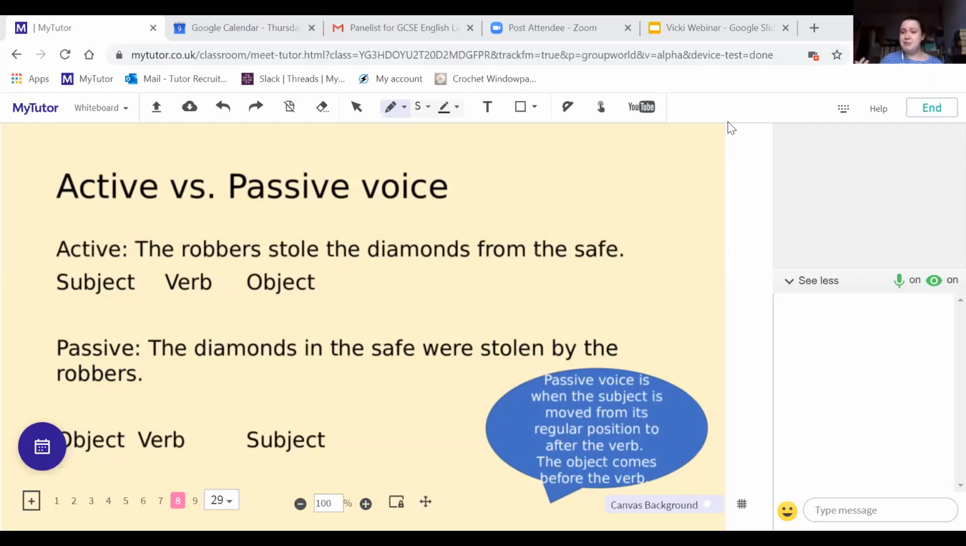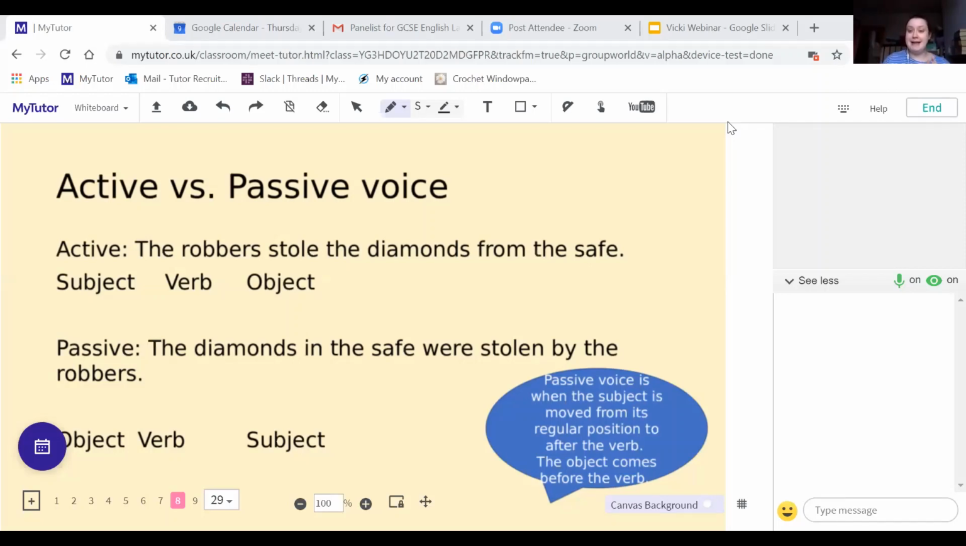Sometimes when we learn different languages, we get the order wrong because we've learnt that we say subject, verb, object, even if we don't know that's what we're saying. That's what our minds are programmed to do. So English is an SVO structure, subject, verb, object. For example, the robbers stole the diamonds from the safe. Our subject is the robbers, verb is stole, and our object is the diamonds, and a little bit of extra information on the end there. A prepositional phrase, from the safe.